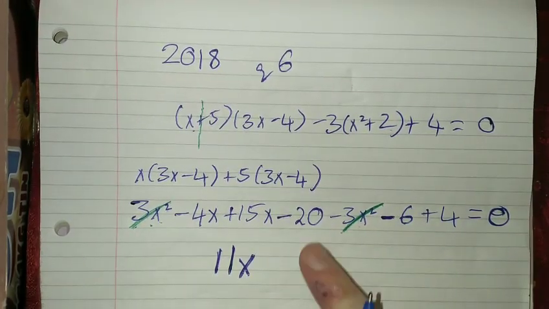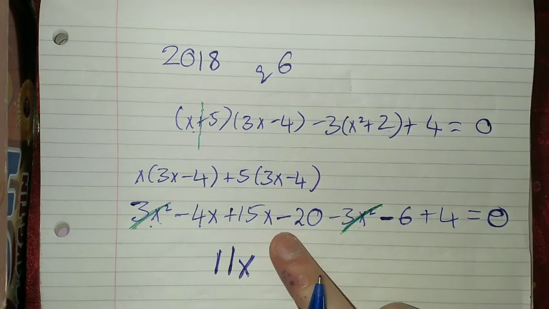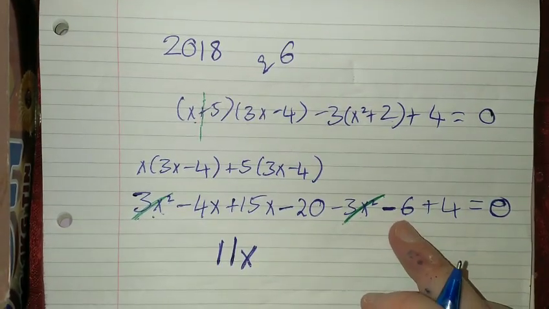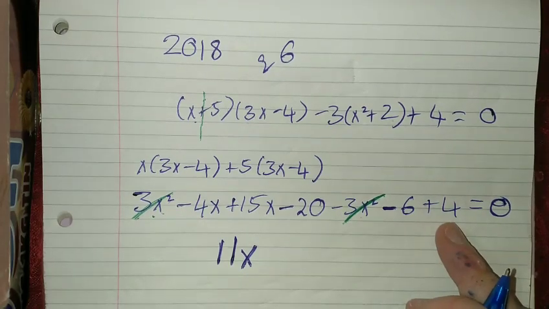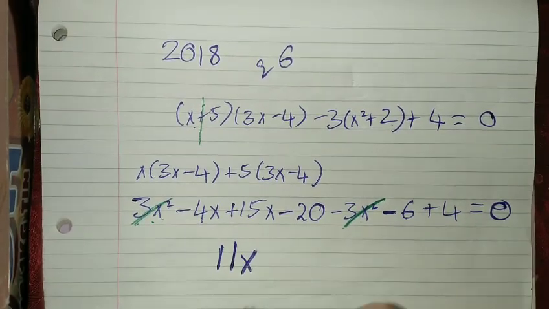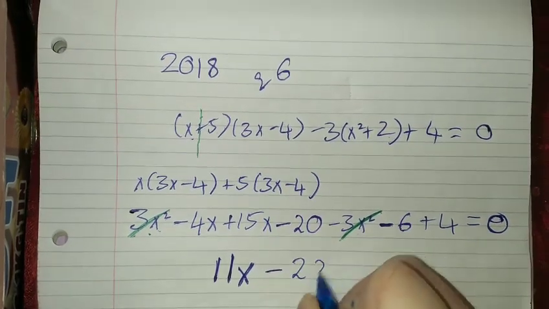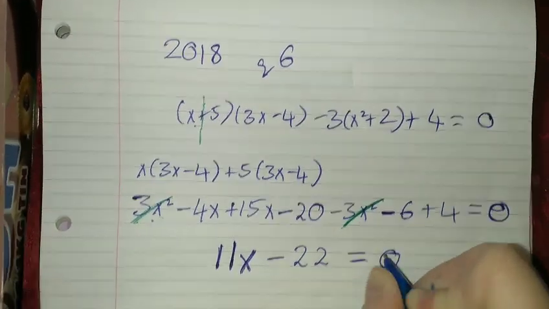And then I have minus 20 minus 6, which is minus 26. And then I have plus 4. So that's going to be minus 26 plus 4. So that's going to be minus 22 is equal to 0.